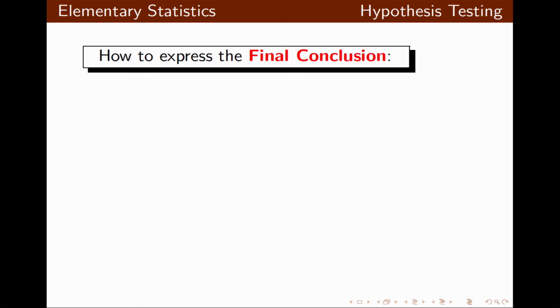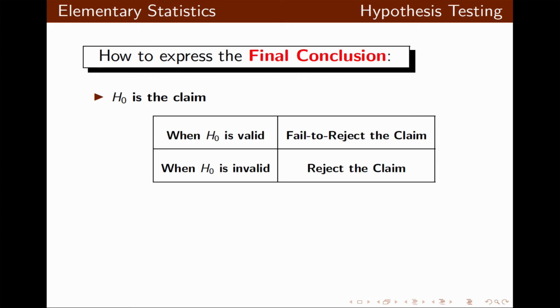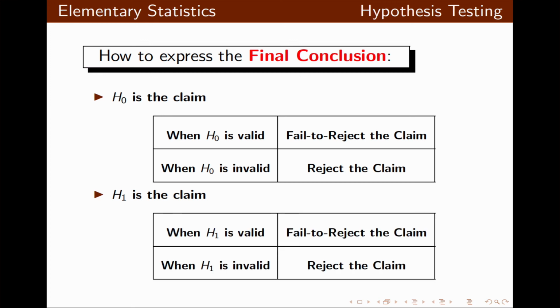Now, how do we express the final conclusion? If H0 is the claim and H0 is valid, we fail to reject the claim. But if H0 is invalid, then we go ahead and reject the claim. The same thing applies if H1 is the claim. If H1 is valid, we fail to reject the claim. But if H1 is invalid, we should go ahead and reject the claim.